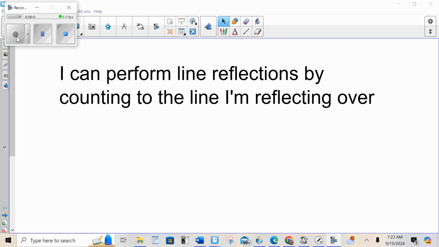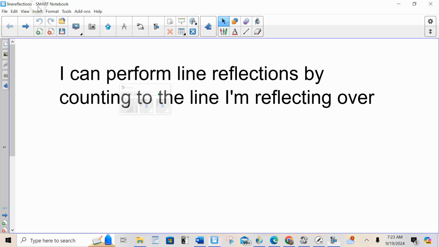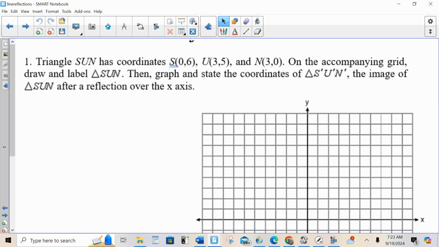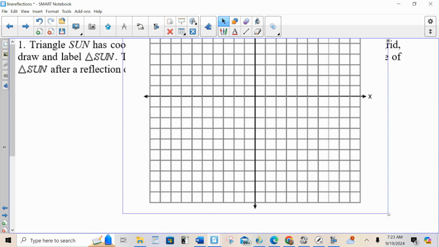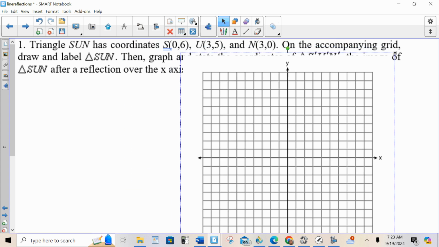Hello everybody, today I can perform line reflections by counting to the line I'm reflecting over. So we're going to reflect over a lot of different types of lines here. We already learned how to graph straight lines, so that is definitely going to come into play here, so make sure you know how to graph a straight line. Let's go. Triangle SUN, that's the same example that we've been working with for other things, but now we're going to do a reflection with it.